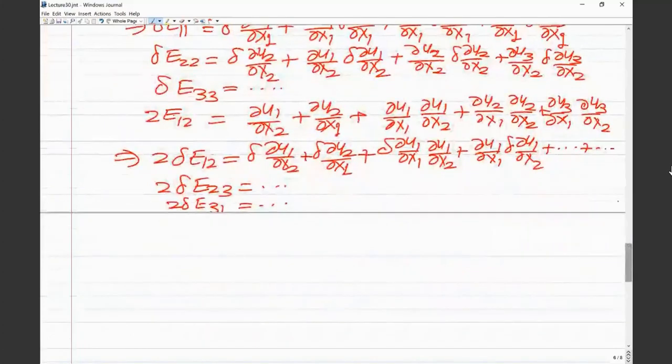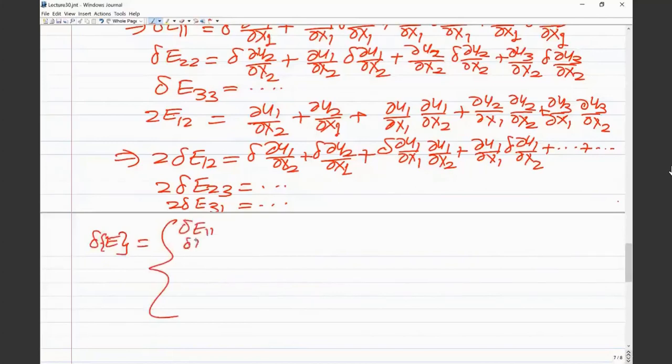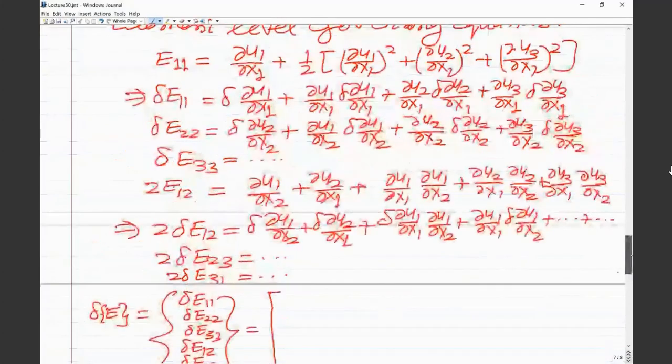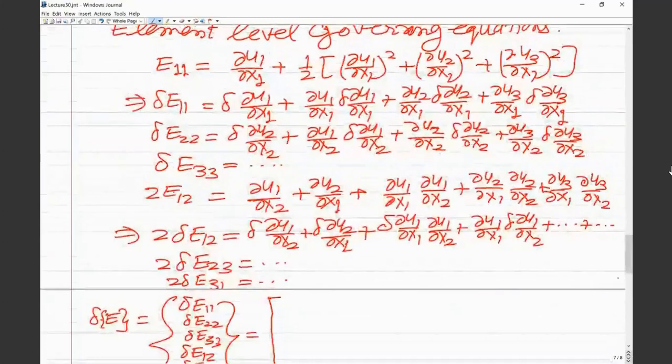So now you want to know this delta E. So delta of E, which is basically nothing but delta of E11, delta of E22, delta of E33, delta of E12, delta of E23, and delta of E31. So we want to write now this in the matrix form. I will just tell you how we can do. So now we will have two parts. If you see here in the expressions for these, we have two sets of parts.